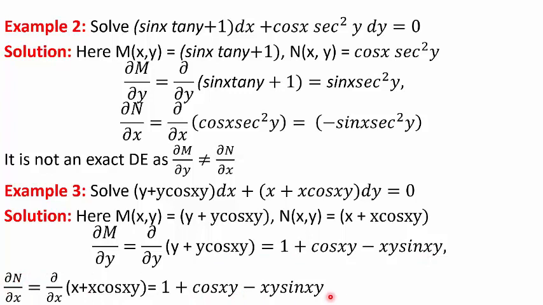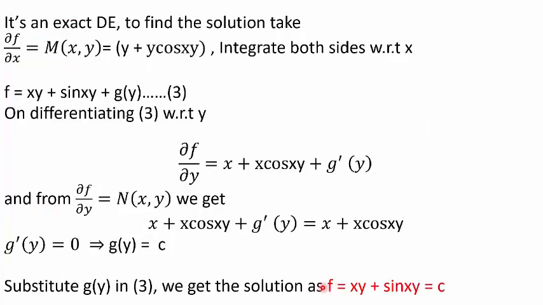If you differentiate N with respect to x, we get the same thing, which means ∂M/∂y is equal to ∂N/∂x, and our differential equation is an exact differential equation. Now start with ∂f/∂x is equal to M. M was y + y cos xy. Integrate both the sides. We get f is equal to xy + sin xy + g(y). So just see here, when I integrate y with respect to x, we are getting yx. And when we integrate cos xy with respect to x, we will get y sin xy upon y. That y gets cancelled, plus g(y).